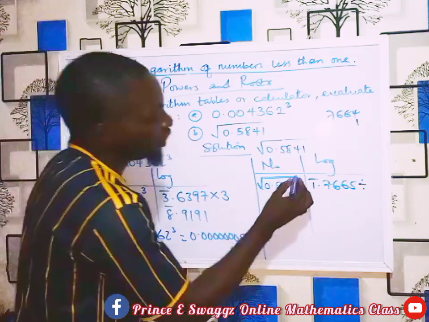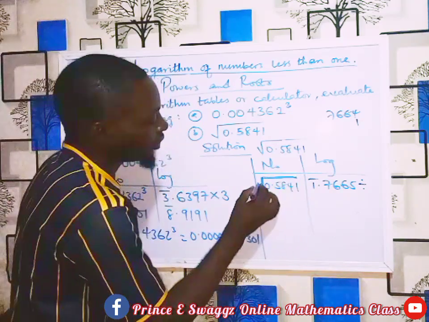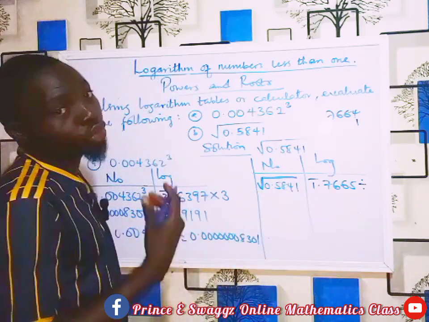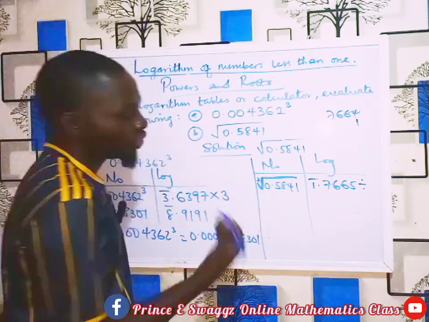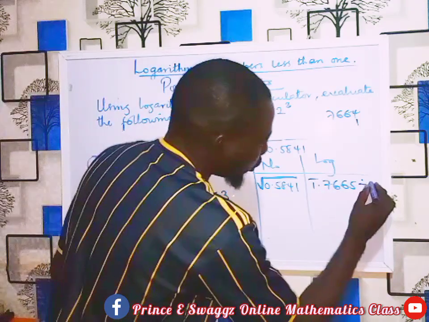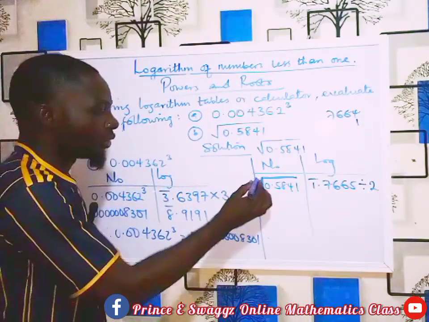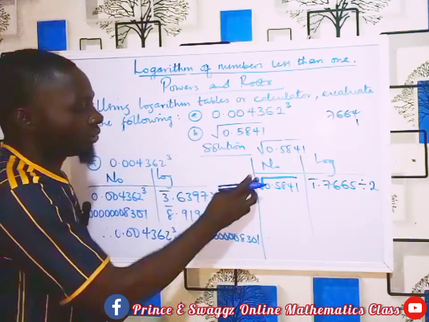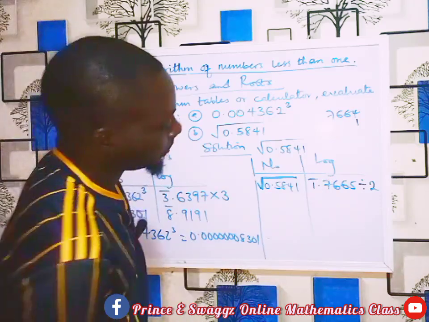So that means this one. Then what is the value of this whole sign? It is 2. This is a square root, that's 2, so we are dividing this thing by 2. If it were a cube root, they would put 3 down, and you would be dividing by 3. So you divide this thing by 2.